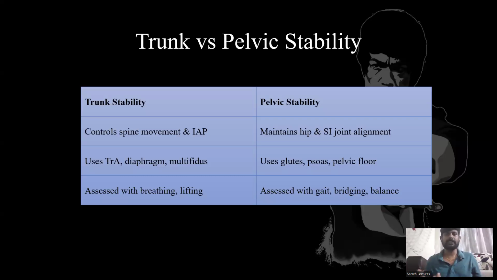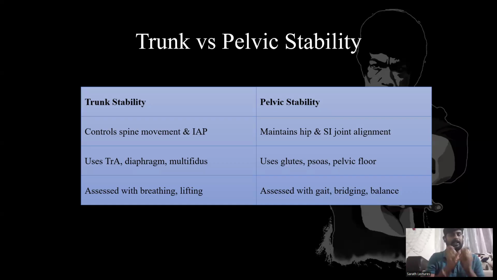But pelvic stability in the sense it correlates with the SI joint and hip joints, which are the main things. And in between, the pubic symphysis you have, right? So these are all the joints. The muscles mainly focusing on pelvic stability are the gluteus muscles, psoas major and minor, iliacus muscle, pelvic floor muscles. And both help in breathing, lifting.